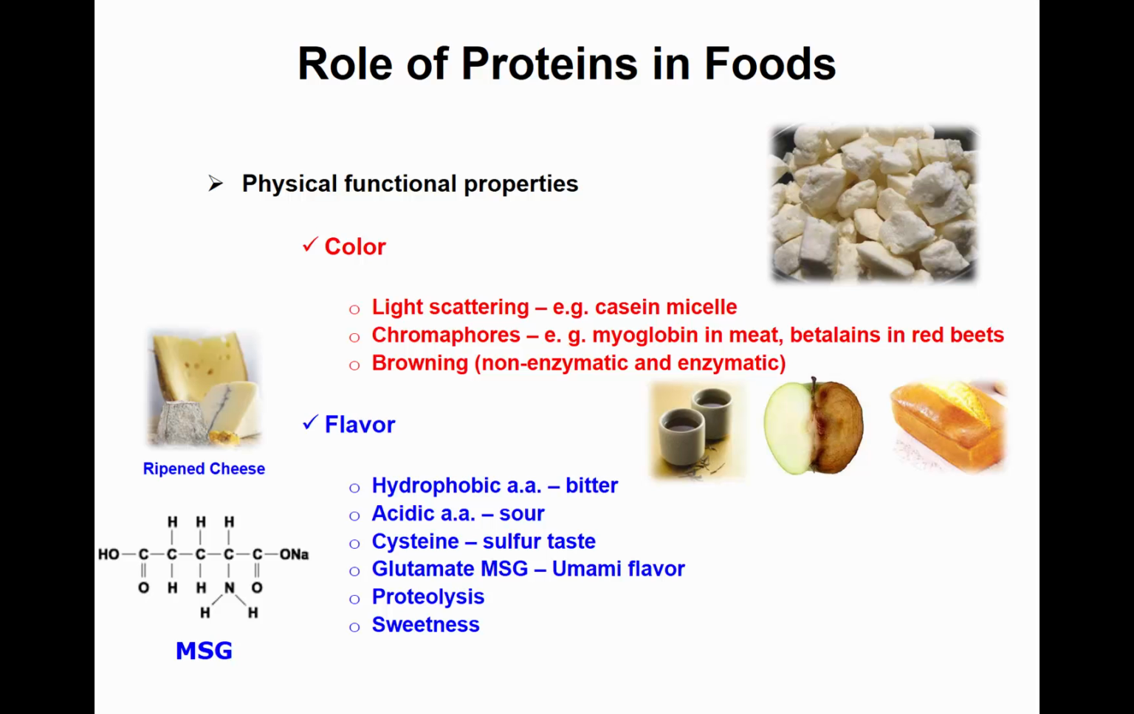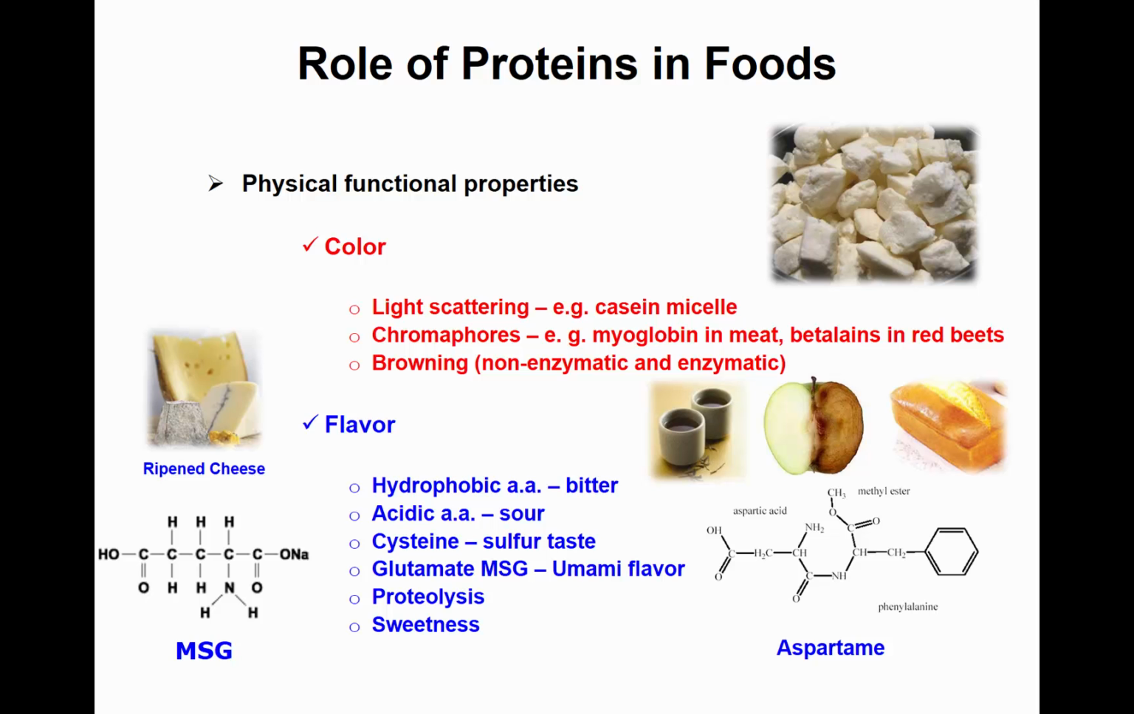Proteolysis gives you the unique flavor of ripened cheese. You have the fermentation going on, aging of the cheese, proteases are produced, and then these proteases break down proteins, give you peptides, and give you the unique taste of a ripened cheese. Sweetness, such as aspartame, which is a dipeptide, phenylalanine and aspartic acid combined. Di means 2 amino acids and 1 peptide linkage, a sweetener, as you all know.